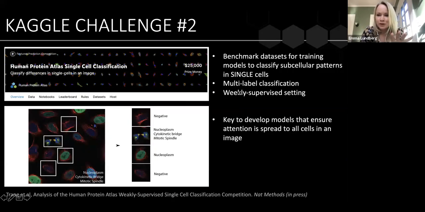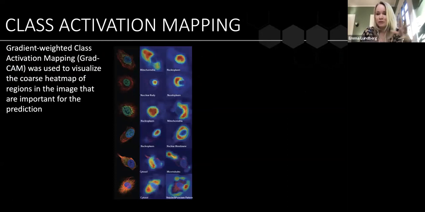But before I move on further, I just want to show, so when inspecting these models, we can use, for example, class activation mapping to visualize with heat maps regions of the image that are important for making the prediction and the classification. So I just want to show how beautiful this is. Also to make biologists trust these types of models.